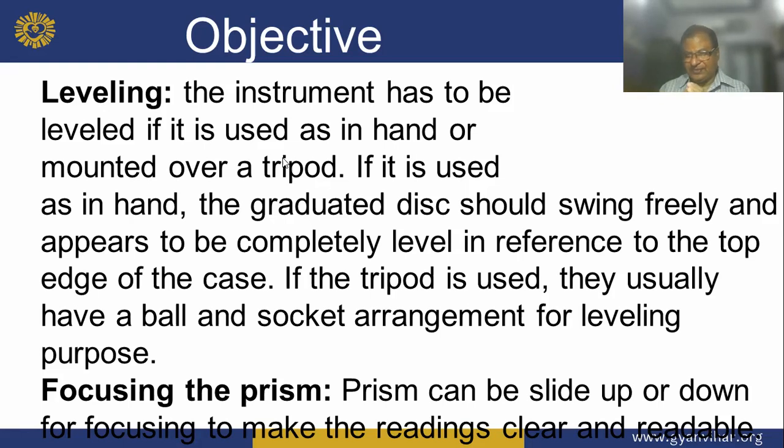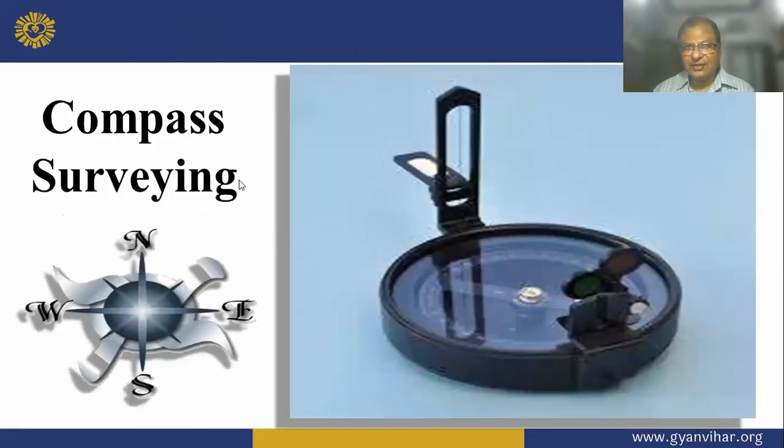Focusing the prism. The prism can be slid up and down for focusing, to make reading clear and adjustable. So, dear boy, this is the compass and this is the horse we have just discussed. This is the compass, this is its box, this is its needle, this is the eye glass, and this is the structure.